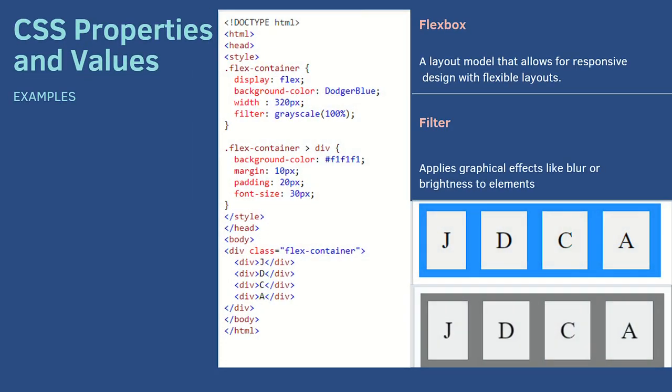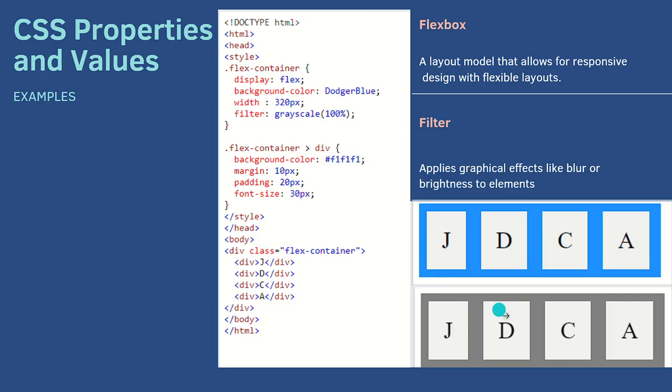And then for another example is the flexbox and filter. Flexbox is a layout model that allows for responsive design with flexible layouts. So Flexbox allows our design to be flexible so that our divs or our images in it or whatever we want to put will be flexible in design. Then the filter applies graphical effects like blur or brightness to elements.